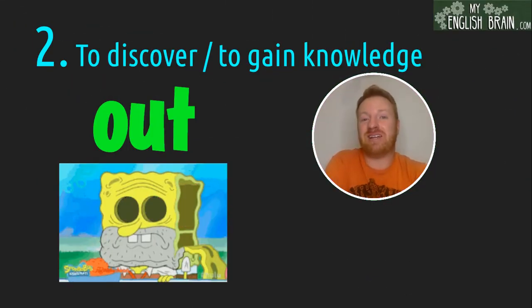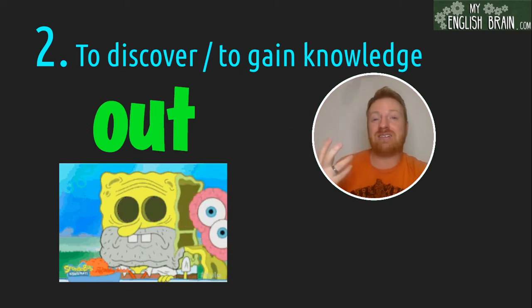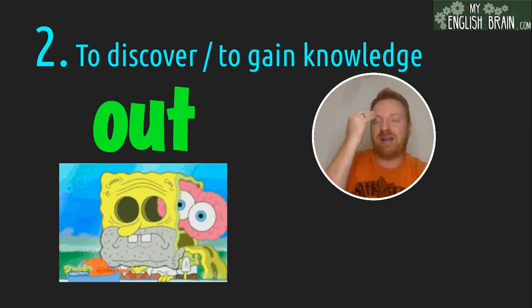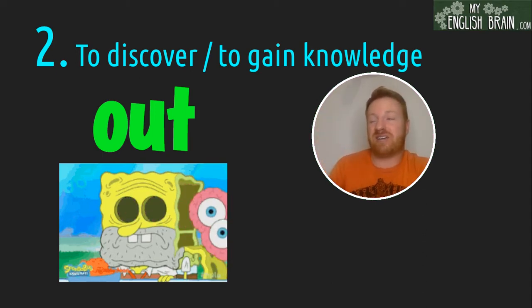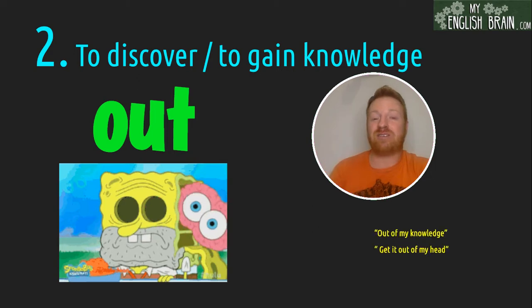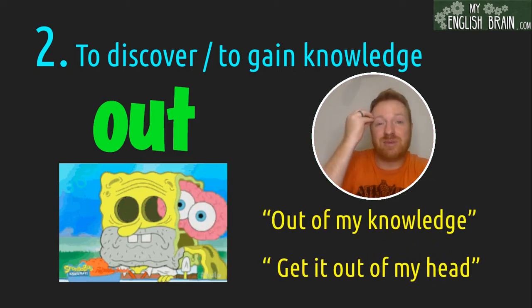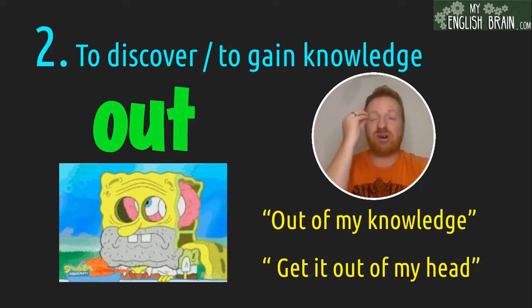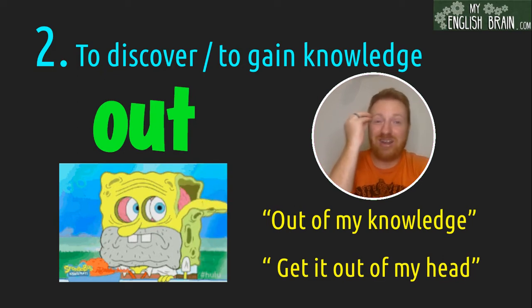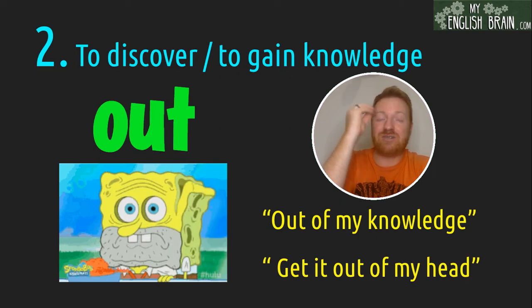The second reason that we use out is to talk about discovering something or to gain knowledge about something. The idea is that when something is not in my mind, it's not in my brain, it's outside of my knowledge. We use these types of phrases to say that we don't know about something. For example, when I say something is out of my knowledge, it means that I don't understand it or I don't know about it. Or if I do know about something but I don't want to know about it, it's a negative thought or a negative feeling I have in my mind, I can say I want to get it out of my head.